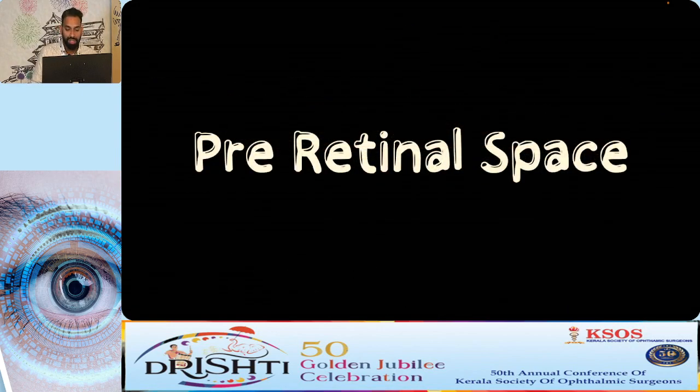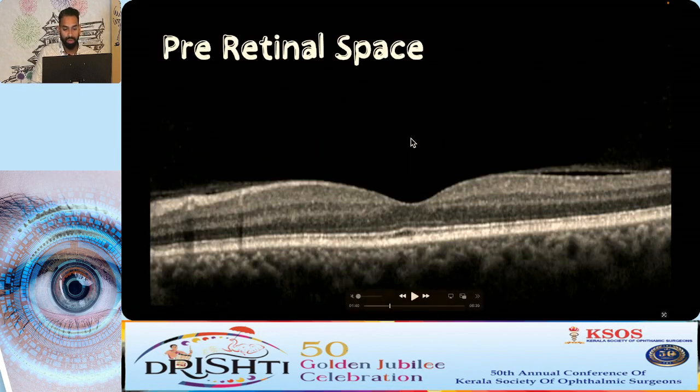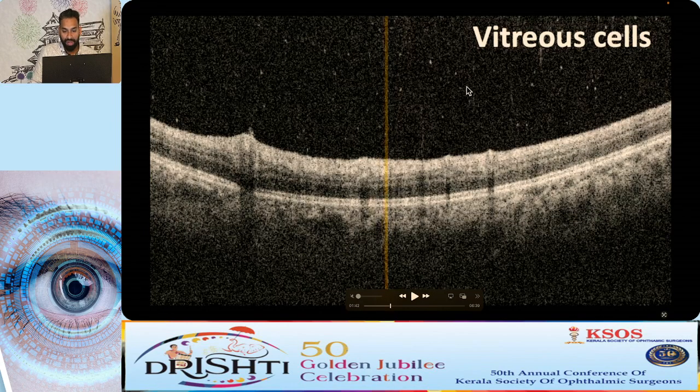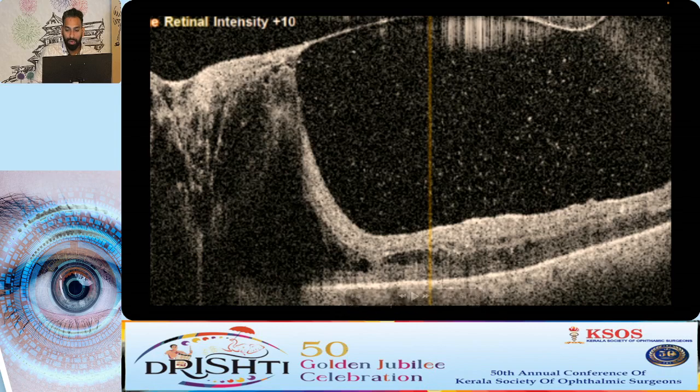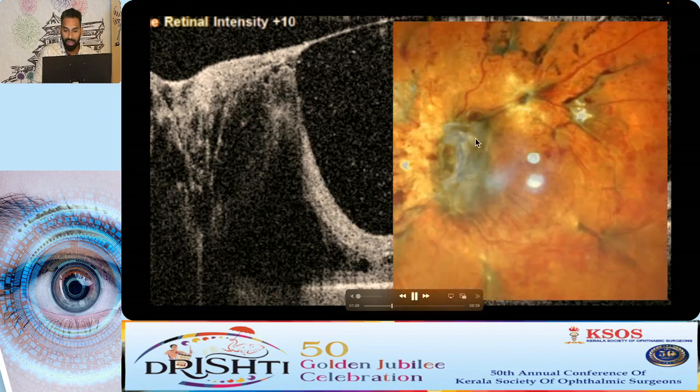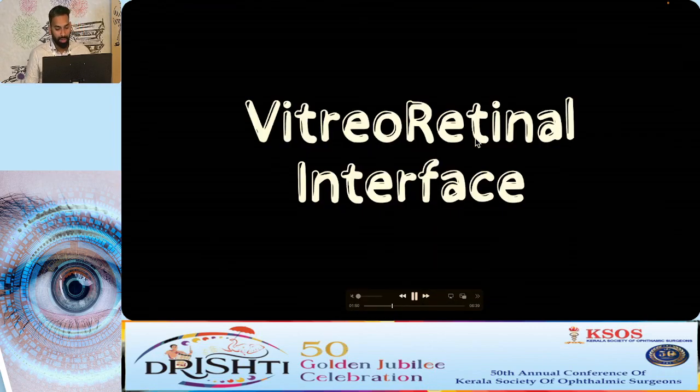So what are the ones which come in the pre-retinal space? Over here you can see this is the pre-retinal space. You have an incomplete PVD over here, right? And then we have vitreous cells. In this image you can see vitreous cells, hyperreflective dot kind of lesions. That's all vitreous cells. And it is very important to differentiate these cells from vitreous hemorrhage sometimes, like how you can see in this DR case.